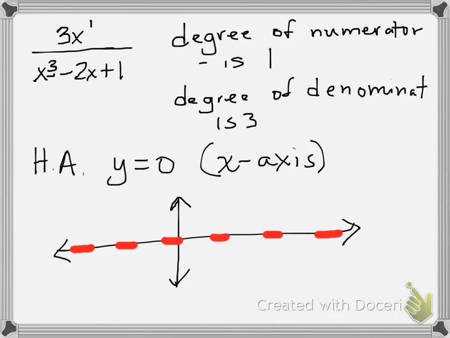Here's an example of the first one where the degree of the numerator is less than the degree of the denominator. Here I have 3x, and the degree of 3x is 1. So that's the degree of my numerator. X cubed minus 2x plus 1, which is in the denominator, the degree is 3. So here, according to my first rule, when the degree of the numerator is less than the degree of the denominator, then my horizontal asymptote is the x-axis, or y equals 0. So when you're graphing, it would be that dashed line on the x-axis that the graph will get very, very close to, but will not cross.